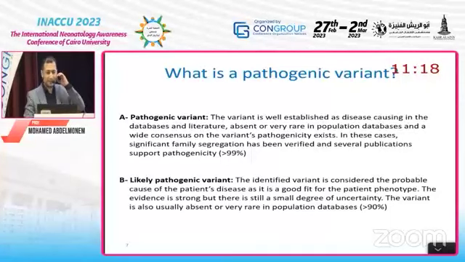Okay. Likely pathogenic variants, as we have just spoken, the identified variant is considered as the probable cause of the patient disease. It's a good fit for the patient phenotype, and the evidence is strong, but there is still a small degree of uncertainty. The variant is also absent or very rare in population databases, and its probability of being responsible for the disease is more than 90%.